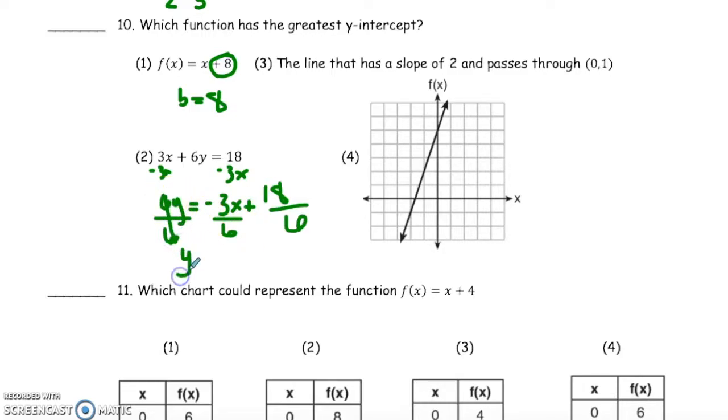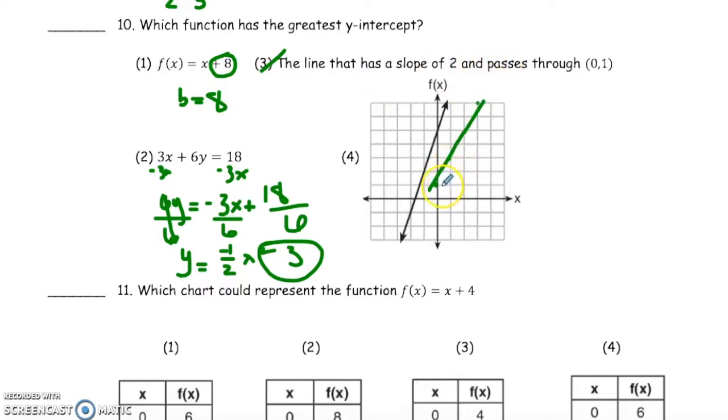All right, so we have y equals negative 1/2 x. Now the y-intercept is going to be positive 3. So obviously this is the biggest y-intercept so far. Line that passes through, the line that has a slope of 2 and passes through the point 0, 1. So if we're looking at this on the graph, this y-intercept is going to be right here. And then the line is going to go up 2 over 1, up 2 over 1, up 2 over 1. So this is what choice 3 is going to look like.